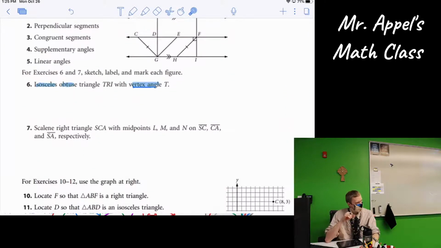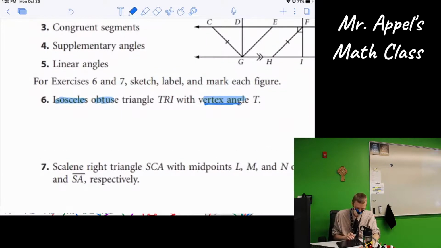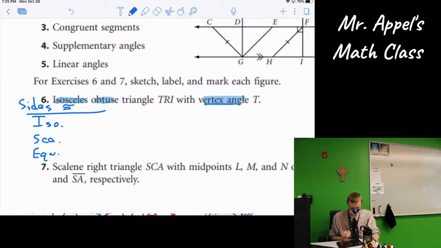Next up, the specific triangle types. I hope you remember these from way back when. They're going to ask you about isosceles, obtuse triangle. Isosceles. Oh, that's one of those triangle classifications. We've got isosceles. We've got scalene. Or it could be equilateral. Right? All of these have to do with the number of matching sides. Right? How many sides are congruent in an isosceles triangle?